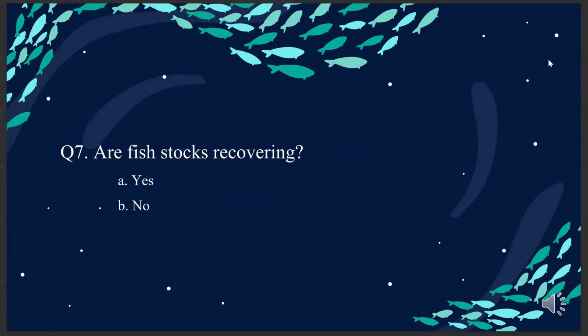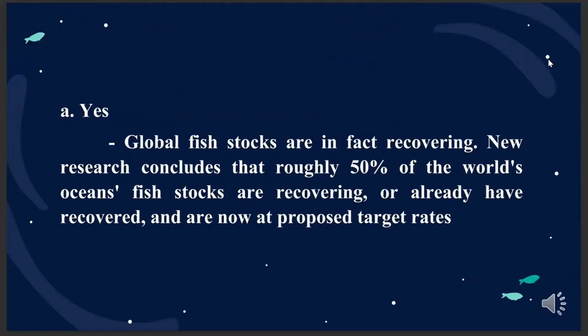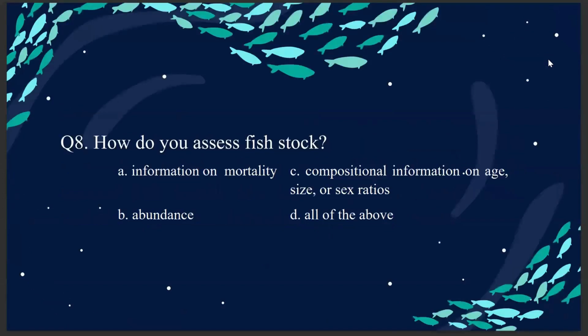Question 7. Are fish stocks recovering? A. Yes. B. No. The answer is yes. Globally, fish stocks are in fact recovering. New research concludes that roughly 50% of the world's ocean fish stocks are recovering or already have recovered and are now at proposed target rates.